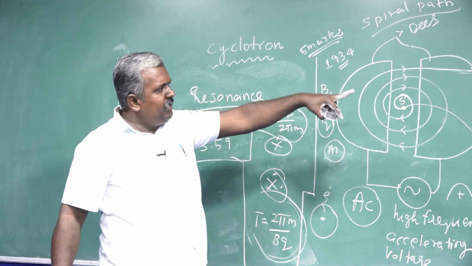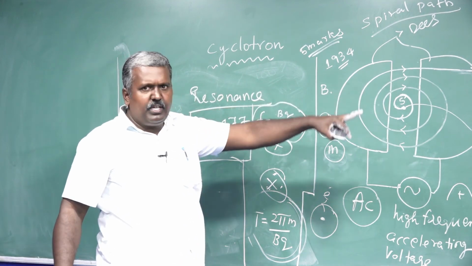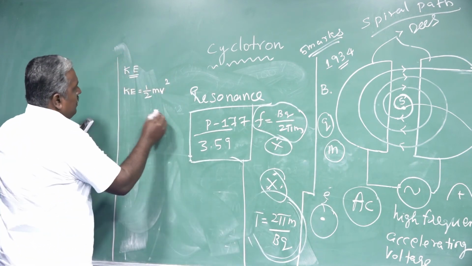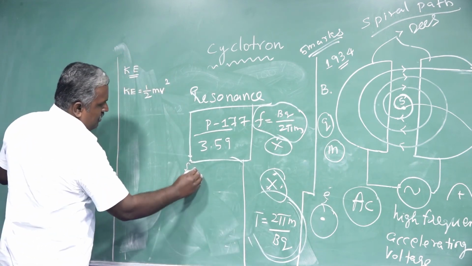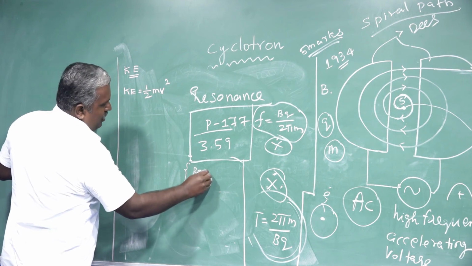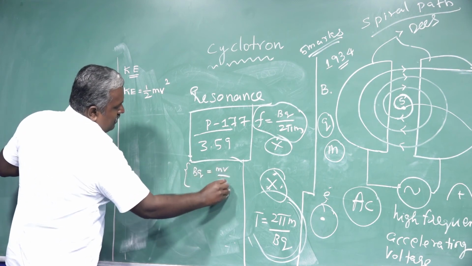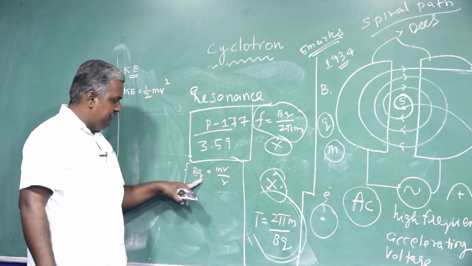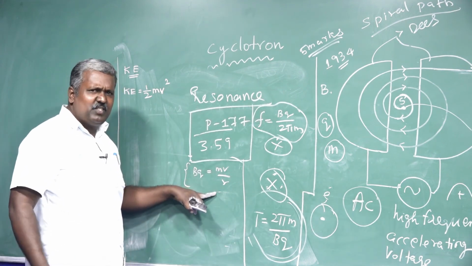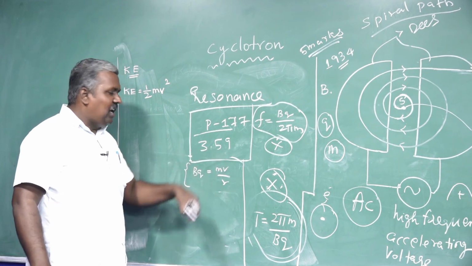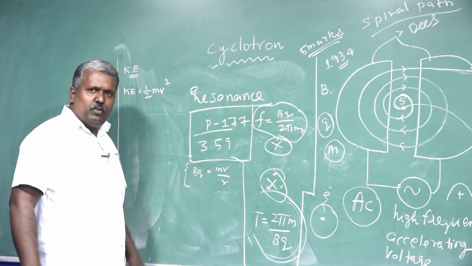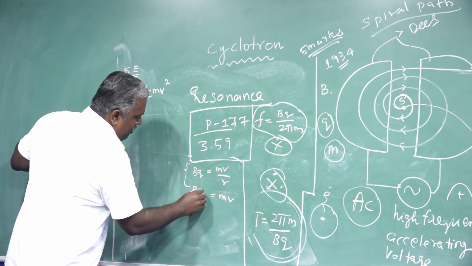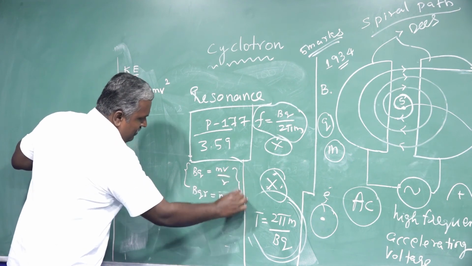BQ is equal to mv by r. Okay, see that. BQ is equal to, already written in the board. Okay, from BQ is equal to mv square by r, V and V square cancel. Remaining BQ is equal to mv by r. Okay, mv is equal to BQR. Okay, that's all.